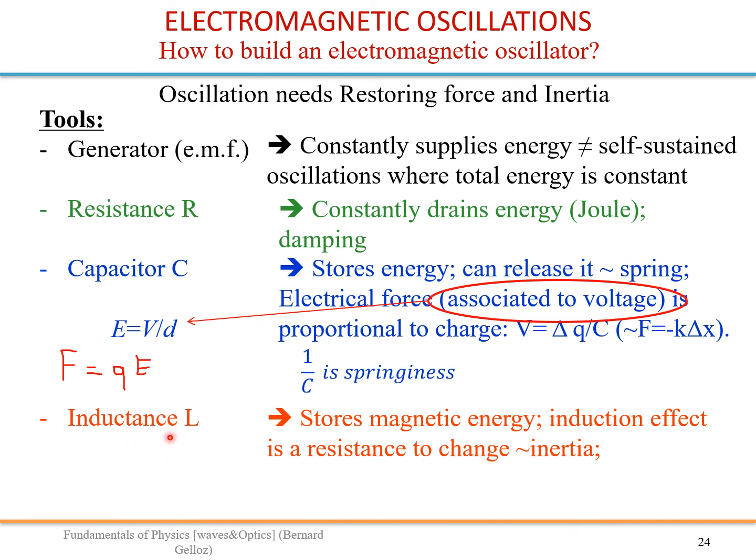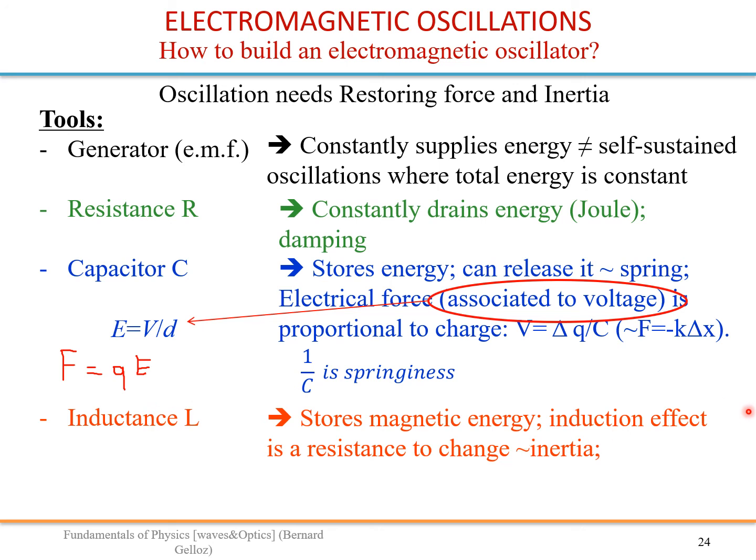So what about the inductance? It has to be inertia. Indeed, if you remember again FP3, the inductance, this is Lenz's law, tends to oppose a change of magnetic flux in it. A resistance to change is the definition of inertia. So the inductance will bring the inertia to the system.